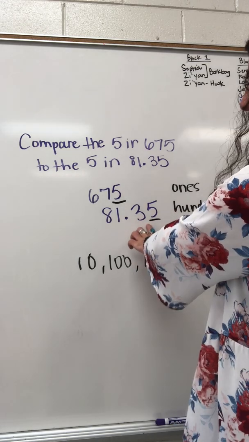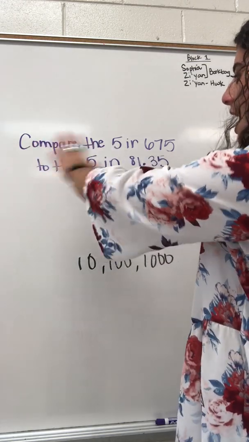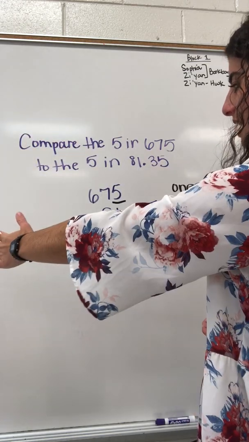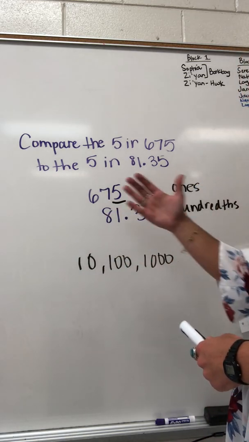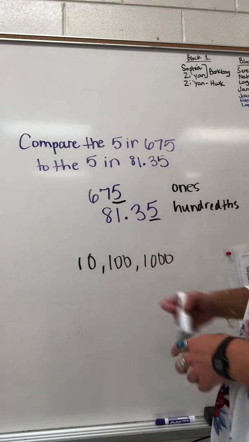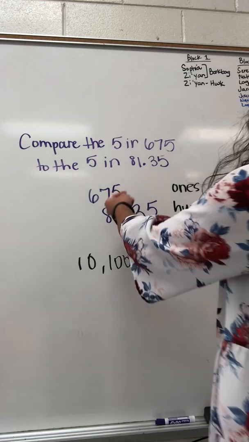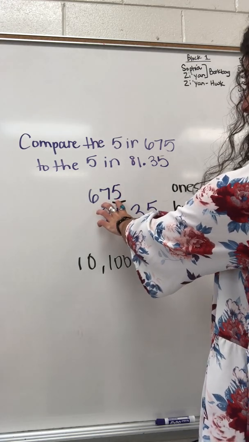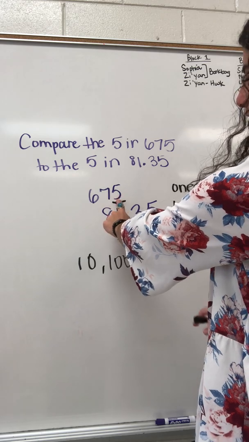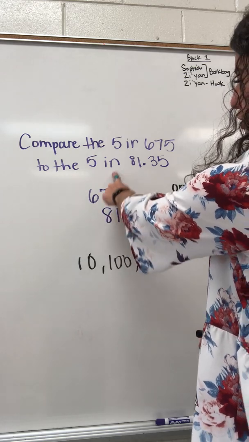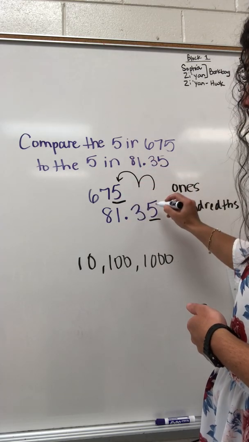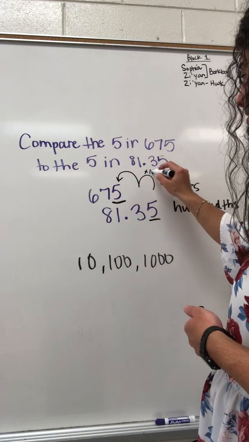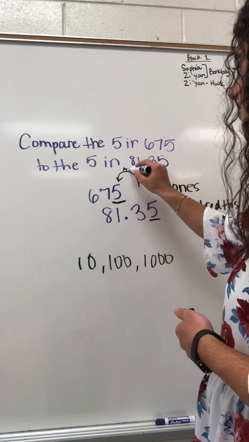As I move to the left, I am multiplying by 10 every time I move to the left. When I move to the right, I'm dividing by 10, or it would be 1/10. So in this instance, I want to know how much bigger or smaller is this 5 than this 5. Well, I know that this 5 is 2 place values bigger. So from the hundredths to the tenths is times 10, from the tenths to the ones is times 10.